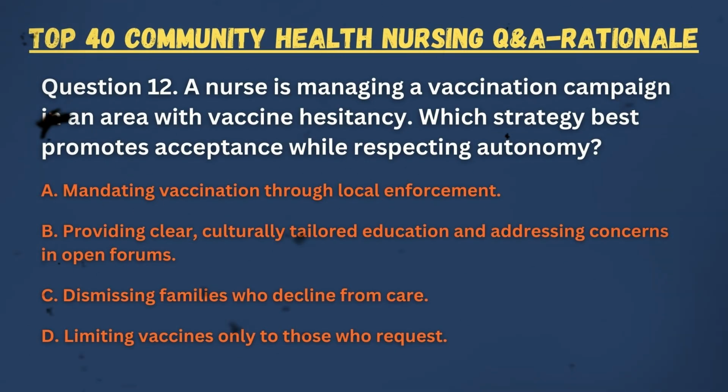Question 12. A nurse is managing a vaccination campaign in an area with vaccine hesitancy. Which strategy best promotes acceptance while respecting autonomy? A. Mandating vaccination through local enforcement. B. Providing clear, culturally tailored education and addressing concerns in open forums. C. Dismissing families who decline from care. D. Limiting vaccines only to those who request.